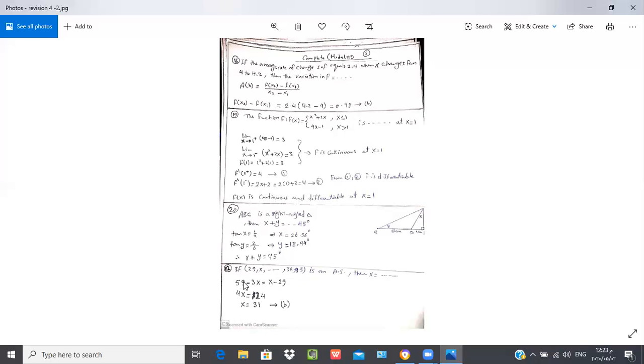95 minus 3x equals x minus 29. So here, if you gather x together and the numbers together, so 4x equals 124. So x equals 31. So this one is 95, please correct it. Okay, so x equals 31. Here he uses a small concept that the difference between any two consecutive terms is constant. So x minus this part equals this part minus 3x. Okay, let's go to another part.